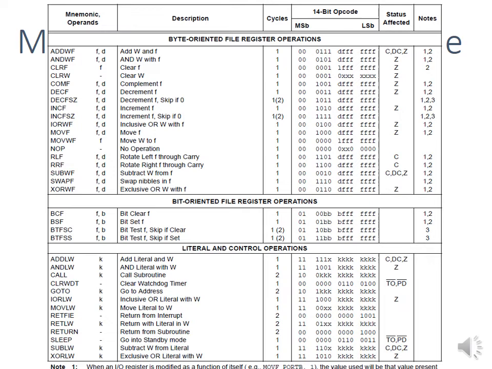The second column indicates the descriptions of the respective instructions. The third column indicates the number of machine cycles that each instruction takes to execute. The fourth column indicates the format in which the corresponding machine codes for the instructions are in. The fifth column indicates the flags that are affected by the instruction.